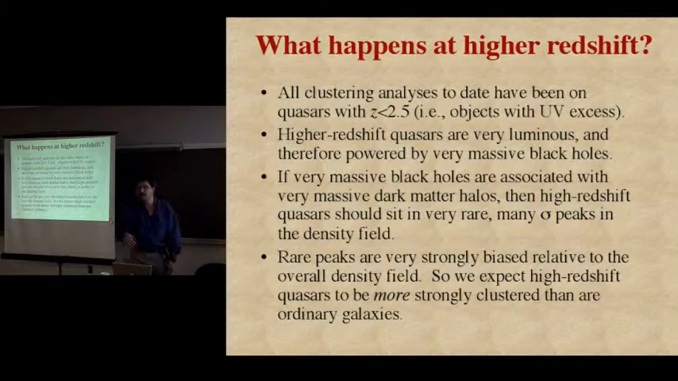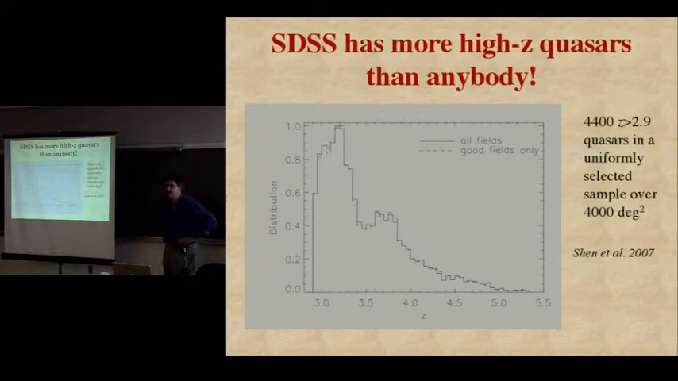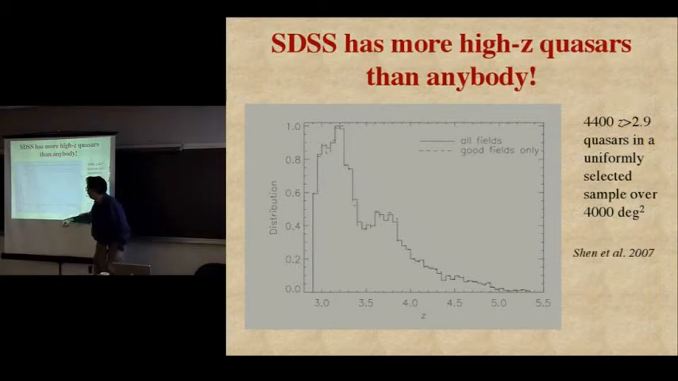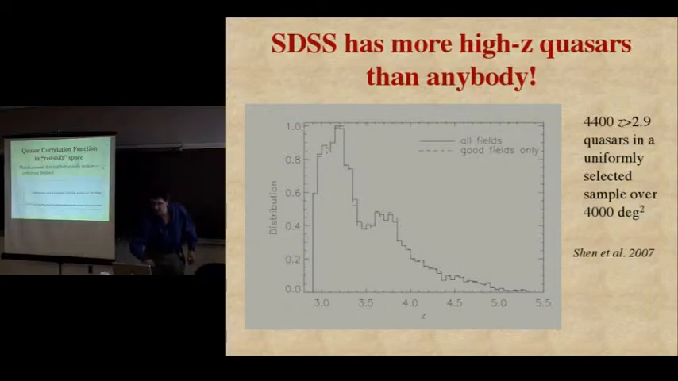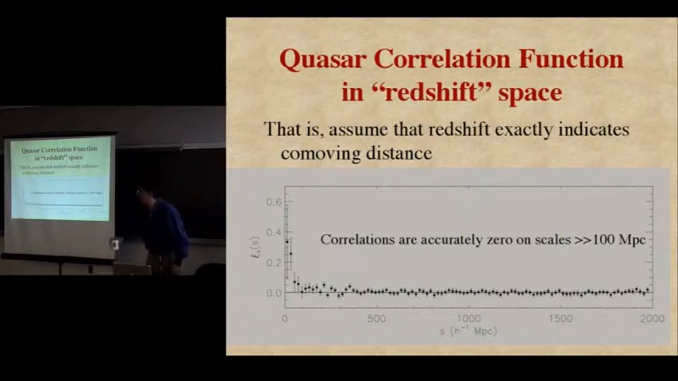Let's go explore the properties of the highest redshift quasars. Well, high redshift quasars are pretty rare, but we have a big survey, and we have more high redshift quasars than anybody. I think that remains true. And here's the statistics. Yue Shen, whose name I mentioned before, led this analysis. We looked at 4,000 square degrees of spectroscopic data. Above redshift 2.9, which is what our threshold was, we had 4,400 quasars, and here's the redshift histogram starting at redshift 2.9 and a tail going out to redshift 5.4. These are the uniformly selected quasars from SDSS as of the time that we did the analysis. Okay. So the first thing that we can do is measure the quasar correlation function in redshift space.